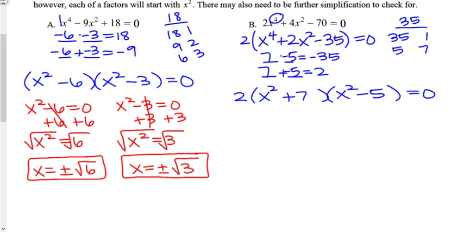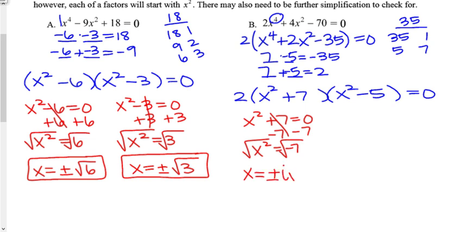At this point, we can solve. x squared plus 7 equals 0. When I subtract 7 from both sides, I get x squared equals negative 7. Taking the square root to get x by itself completely, I will get x equals plus or minus i root 7. Because I do have a negative sign under the square root there, so I have to remember to pull out the i.